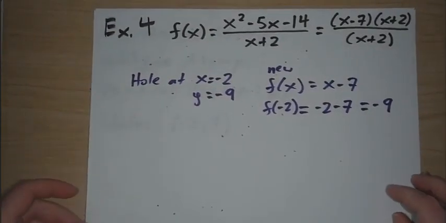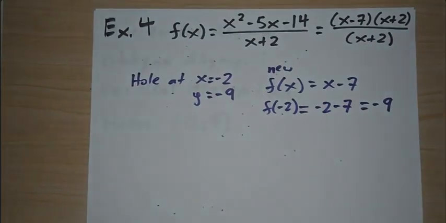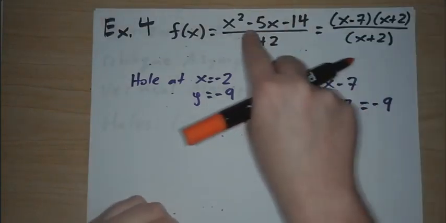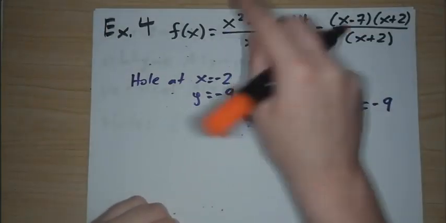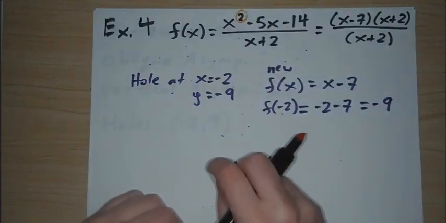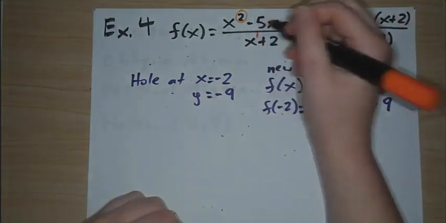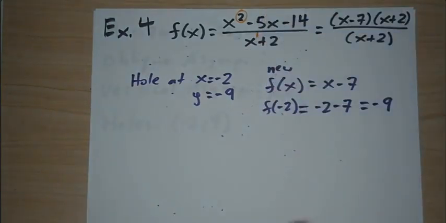So for horizontal or oblique asymptotes, we need to look at the degrees of the numerator and the denominator. So the degree of the numerator is the leading exponent of the variable. Here it's x, so the leading exponent, the greatest exponent, is this 2. So the degree of the numerator is 2. And the degree of the denominator is 1, this invisible one right here.